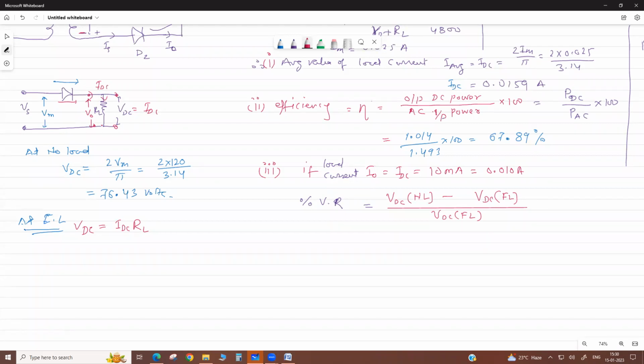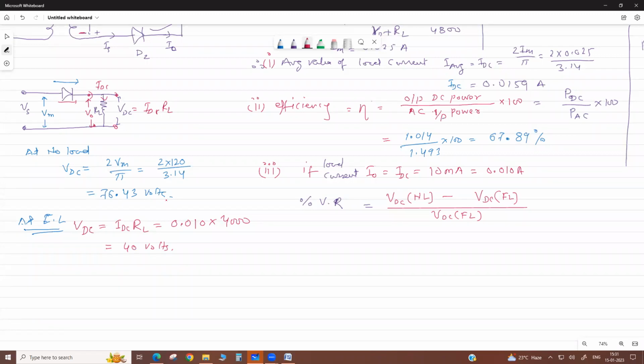If we calculate the current through this resistance, this is at load. You already know the current. Now the DC current is given, my dear. Please do not take this, take this. It is given as 0.010, and RL is 4000. It comes to 40 volts.